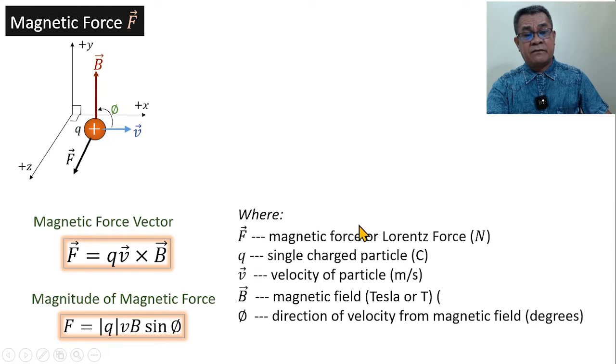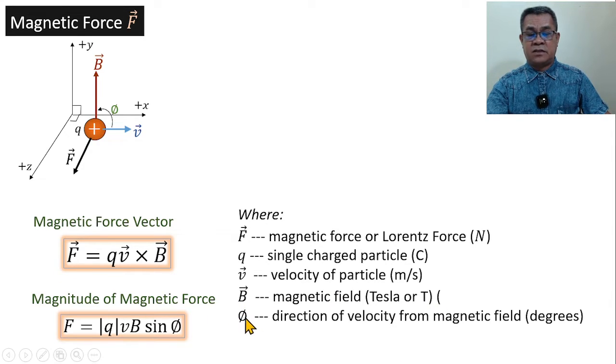Where F is the magnetic force, or we call this the Lorentz force, and the unit should be Newton. The charge is Q. Take note, this charge is a single charged particle. We analyze only how much force is on a single particle. And this is the formula. The velocity, V, is in meters per second. The magnetic field is in Tesla, or big letter T.